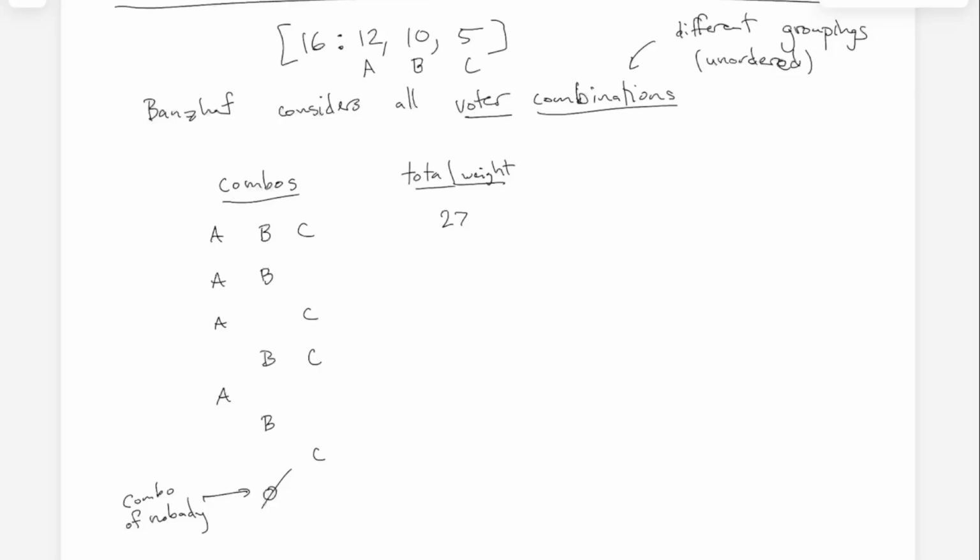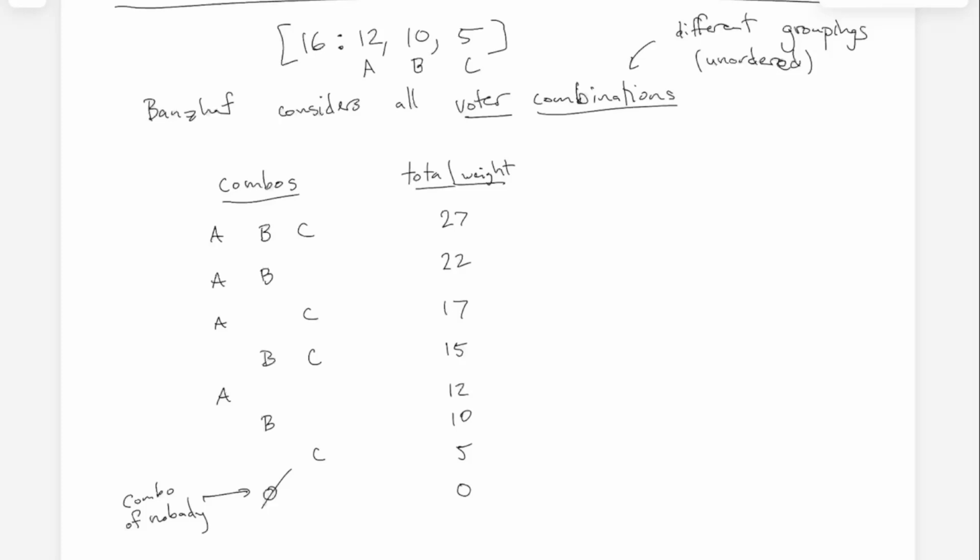What do you get for A and B? Somebody want to shout it out? 22. 22 for A and B. Yeah. Somebody else tell me A and C? 17. Thank you. B and C would be 10 plus 5, which is 15. A just by itself is 12. B by itself is 10. C by itself is 5. And nobody is 0. All right, so those are the total weights in each row.